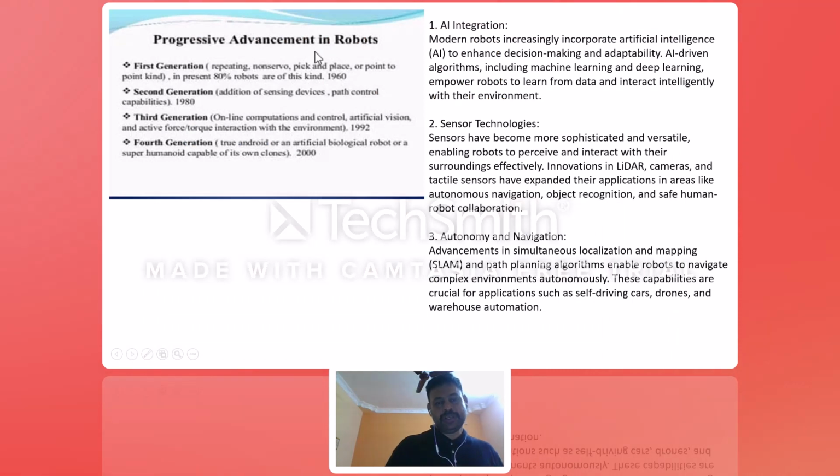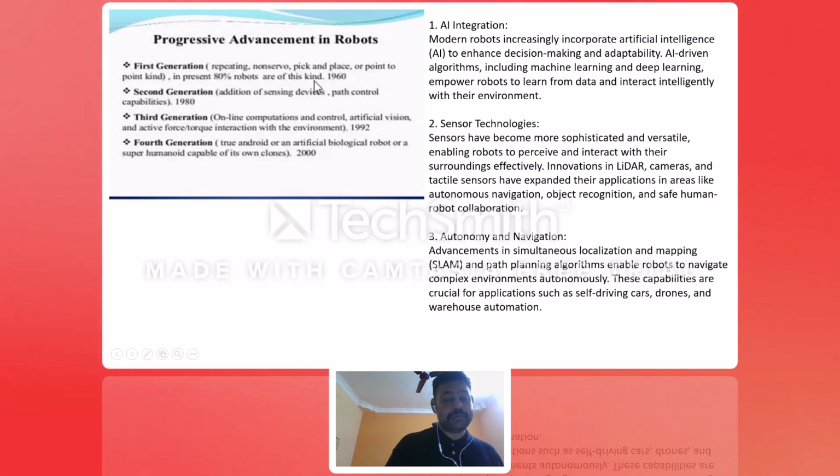So this is the progressive advancement in robots. Here the detailed description is given, but I want to teach only this. The first generation robot is used for repeating tasks, because with repeated work, people will get tardiness. Therefore, they will make mistakes, and that mistake reflects in the quality. It is used in pick and place or point to point.